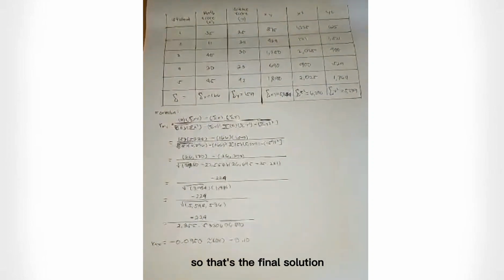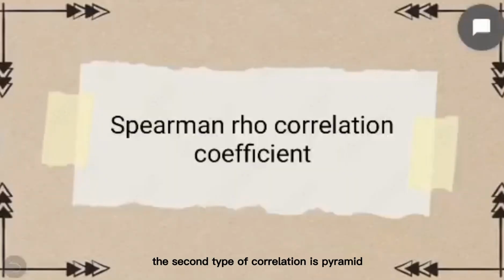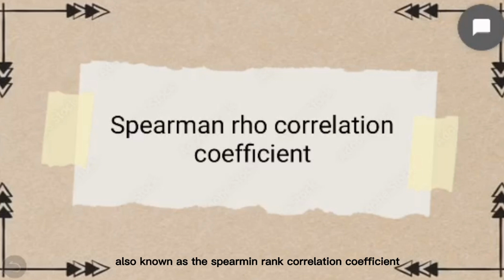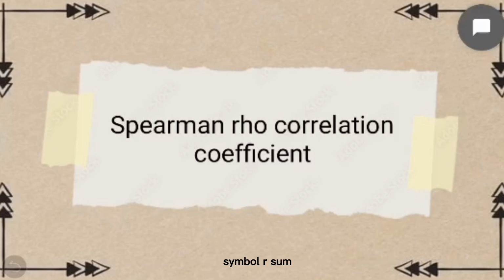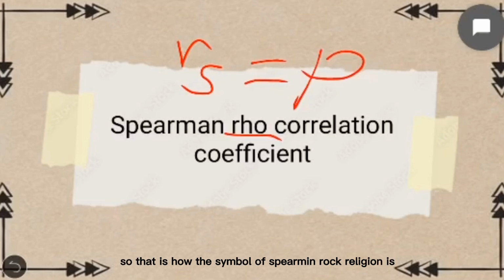So that's the final solution. The second type of correlation is the Spearman-Rho correlation coefficient, also known as the Spearman rank correlation coefficient. This type of correlation is typically denoted with the symbol r sub s, also known as rho, and it is written with the Greek letter ρ. So that is the symbol of the Spearman-Rho correlation coefficient.